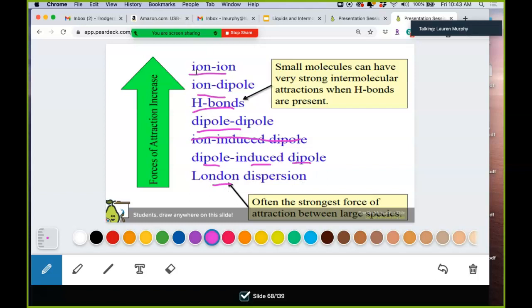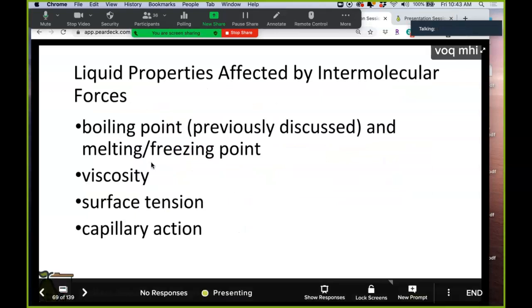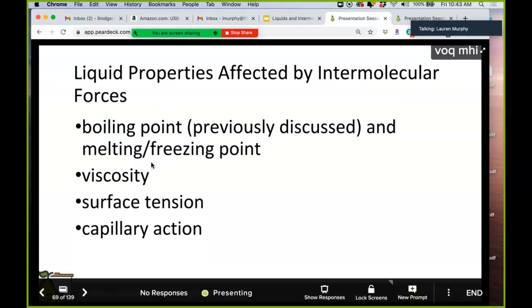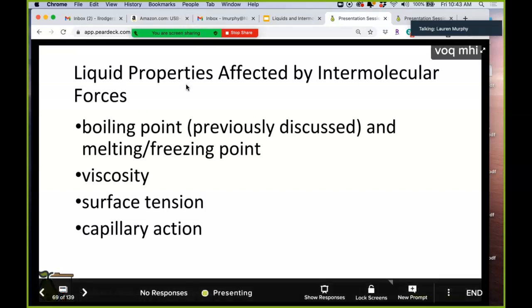Now, this hierarchy is assuming that we're comparing things of similar size. Otherwise, we start comparing apples to oranges, and you can't say one over the other, okay? This is in general of things that are similar in size or molar mass. So we've discussed how boiling point and melting point and freezing point are determined by intermolecular forces. So now we're going to talk about these other three things: viscosity, surface tension, and capillary action.